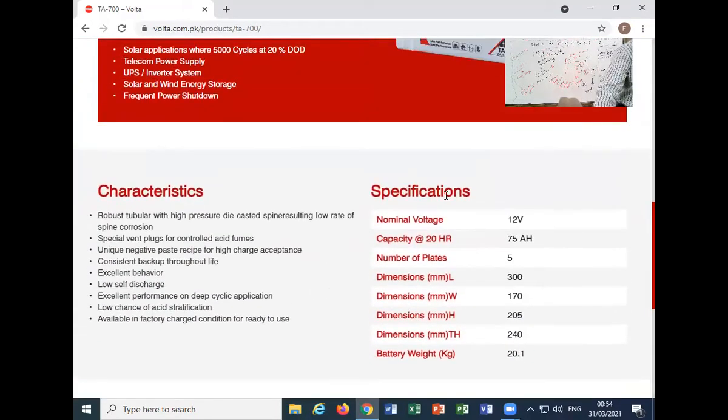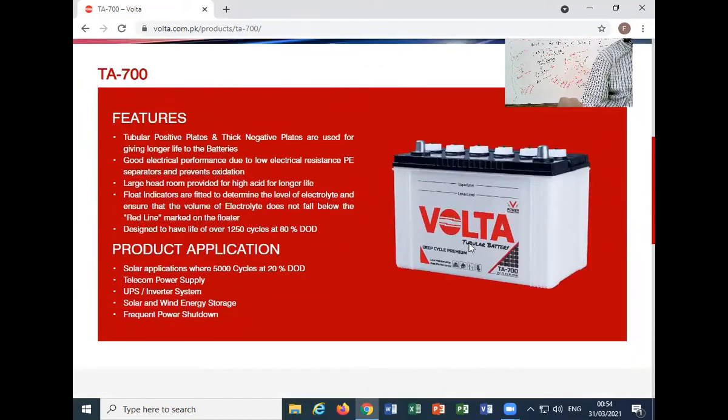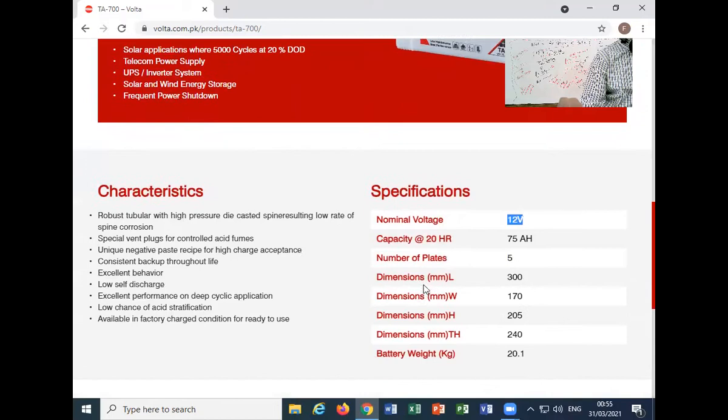now look, in the specifications, you can see it is mentioned that its nominal voltage is 12 volt. Now this is a tubular plate battery. Here it is mentioned tubular battery, and it is a deep cycle battery. Okay, and its part number is TA700, and this battery has a capacity of 75 ampere hours at 20 hours. Look, they have mentioned at 20 hours. It means that this is a somehow authentic or trusted battery manufacturer, because it has clearly mentioned the true ratings, 75 ampere hours, and it is 12 volt.